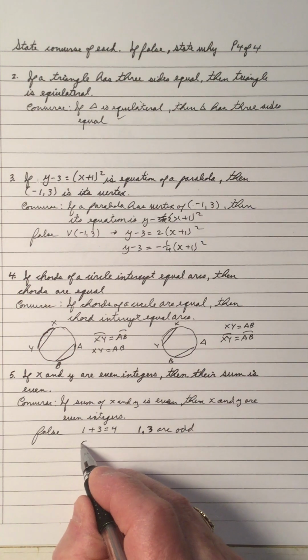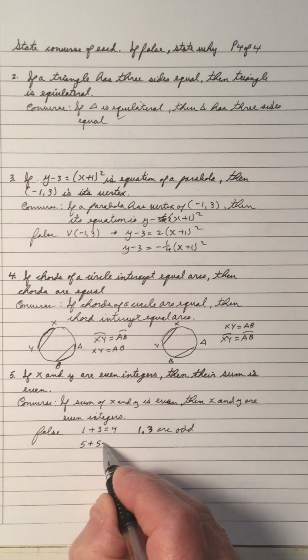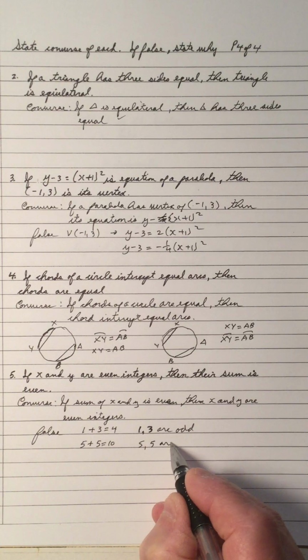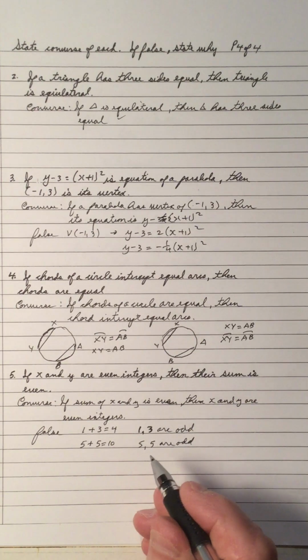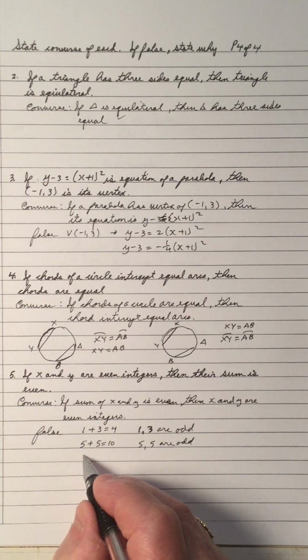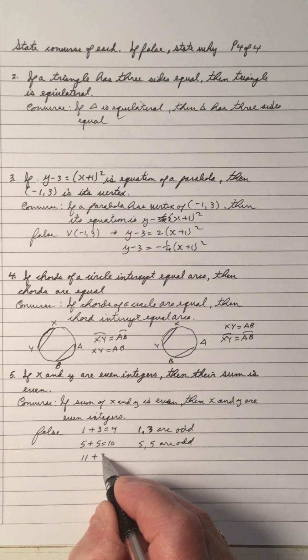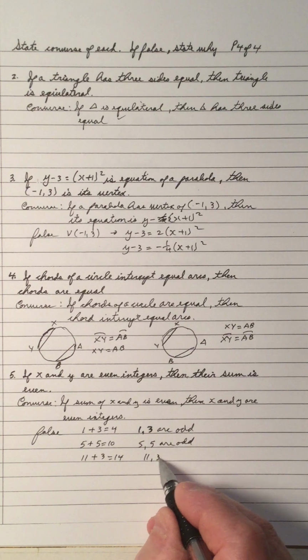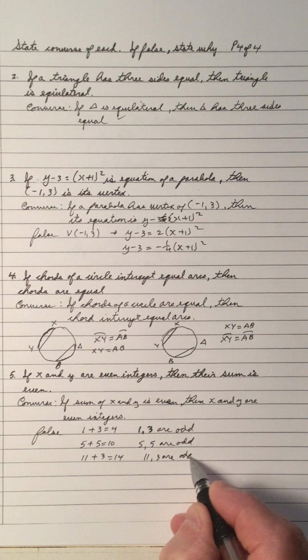And we could have 5 plus 5 equals 10. So 5 and 5 are odd also. So any two odd numbers add up to give you an even. If you take 11 and add on 3, you get 14, which is even. So 11 and 3 are odd.